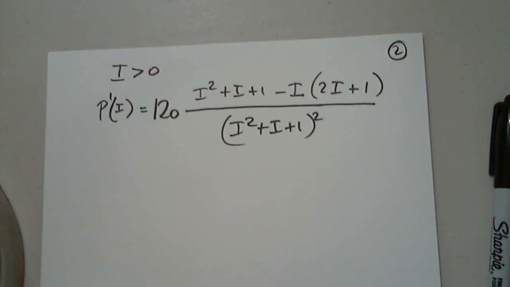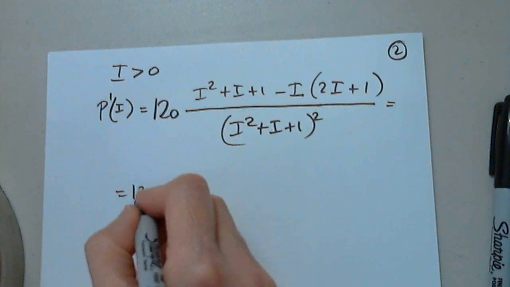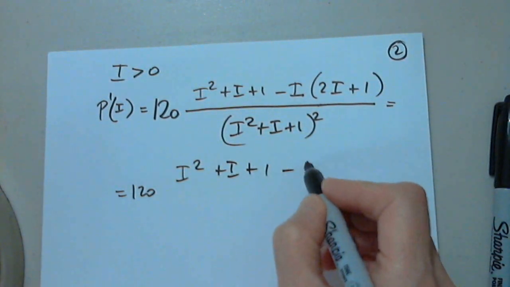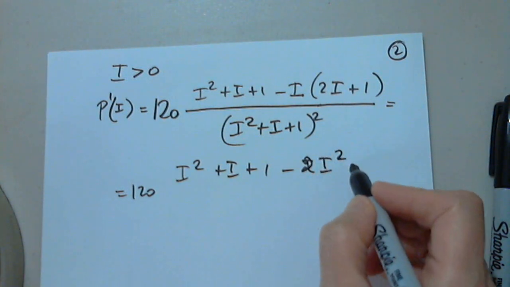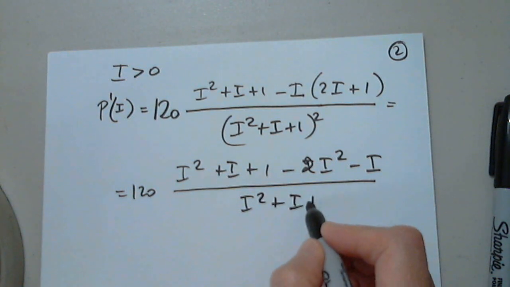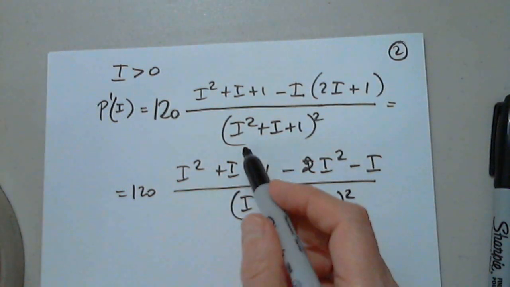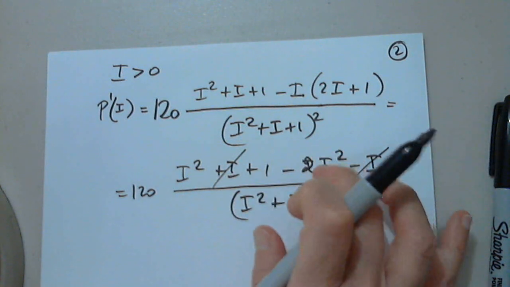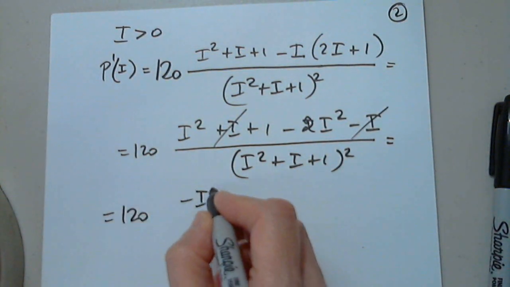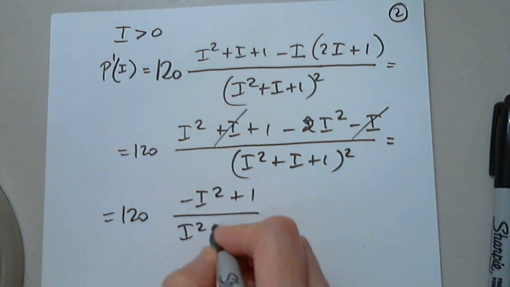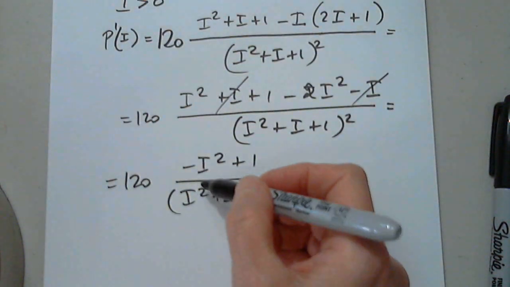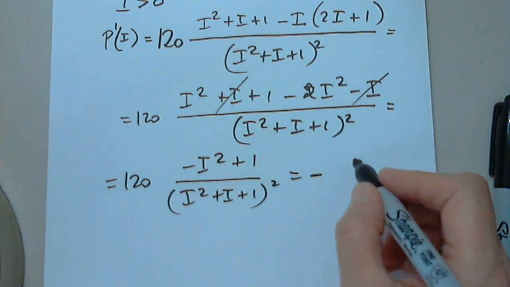Okay, next, I continue. I squared plus I plus 1 minus 2I squared minus I over I squared plus I plus 1 squared. These two go away. I squared minus 2I squared is negative I squared, and plus 1, over I squared plus I plus 1 squared. You know I'm allergic to negative leading coefficients.